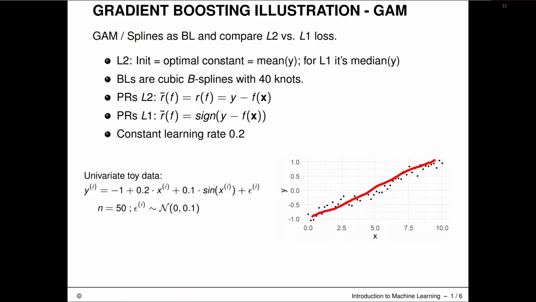We already know then how our boosting model is initialized in the first or 0th iteration. For L2, we know that the optimal initialization constant for our model would be the mean of the target values, and for L1 it would be the median of y.